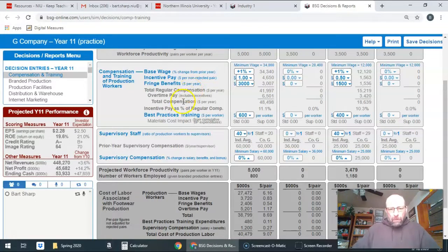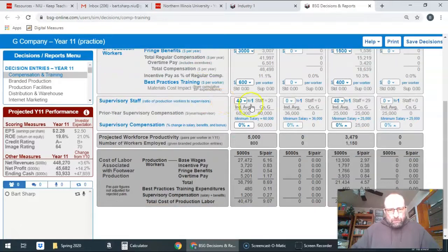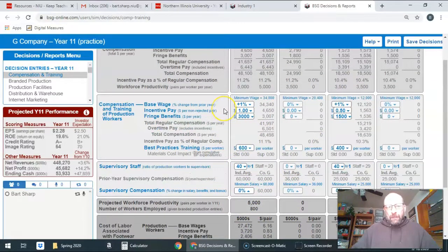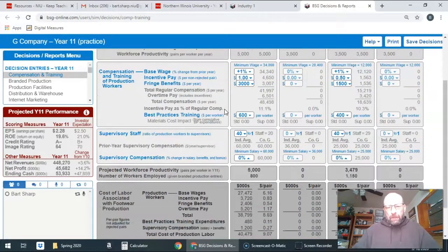And so what you'll actually see as you go through these screens is how productive your people are. Based on the decisions you're making, what does that mean in terms of the number of shoes that each worker is able to make? Right here, projected workforce productivity. That's how many pairs of shoes each worker is going to make in this particular factory. It's possible that if you pay them more, you'll actually get more out of them. So by paying them more, your cost per pair might go down, and you've got to think about that.